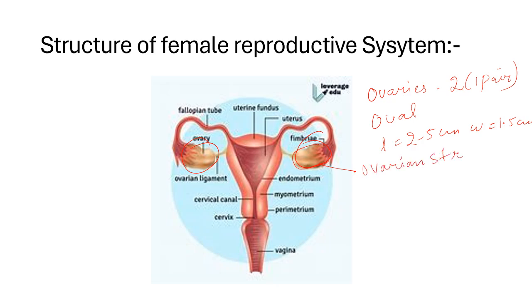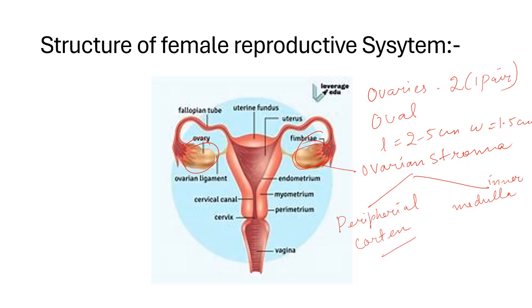Now this ovarian stroma is further divided into two parts, that is the peripheral cortex and the inner medulla. The functions of the cortex and medulla we will see further during gametogenesis or oogenesis.